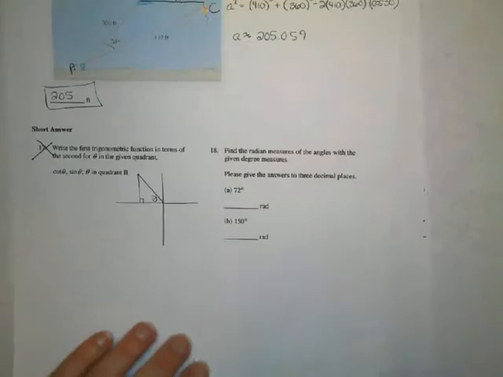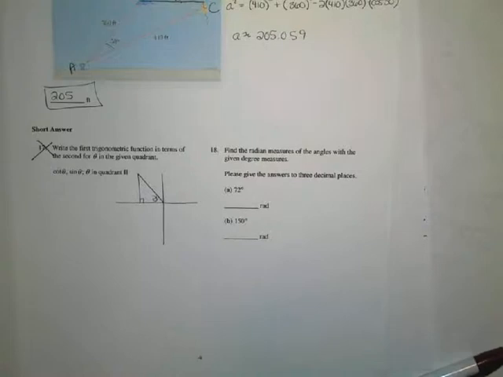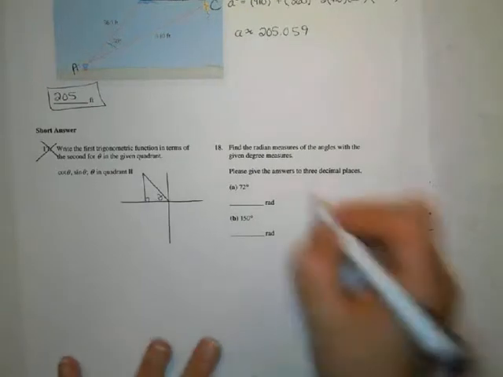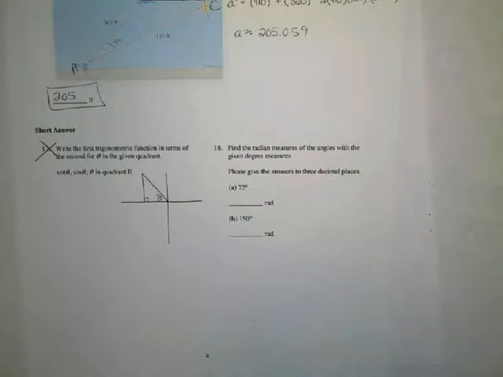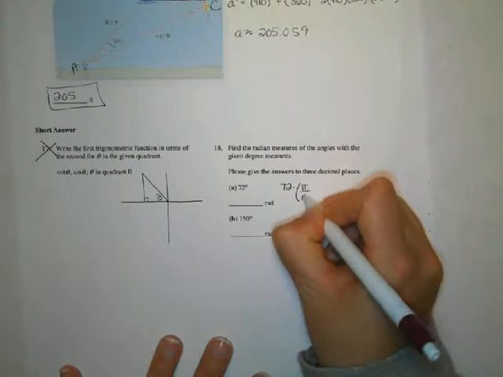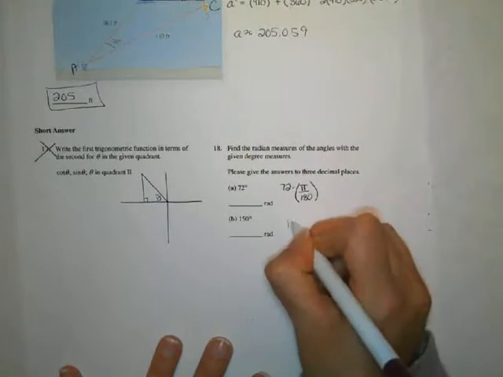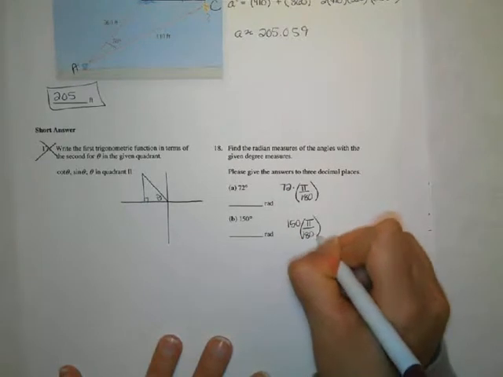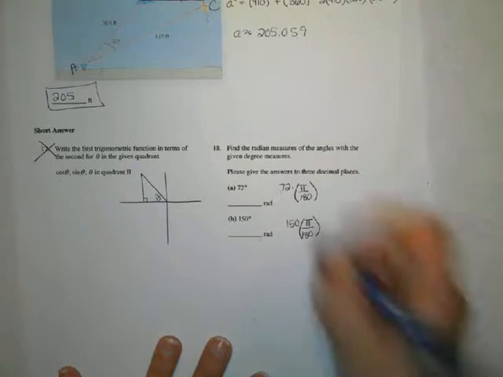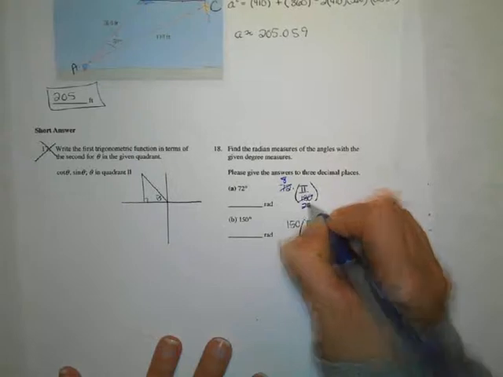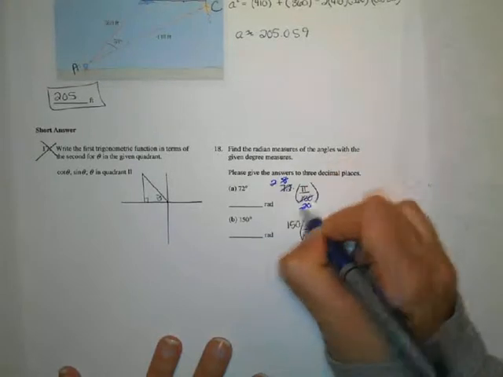Find the radian measures of angles with the given degrees. Please give the answers to 3 decimal places. If you remember, these are the ones where if you want radians, you multiply by pi over 180. You could just cross cancel from here. If I divide these by 9, this would be 8 and that would be 20. Divide that by 4, it's 2 and 5. So it should be 2 pi over 5.